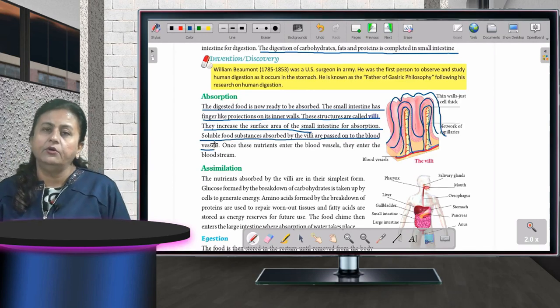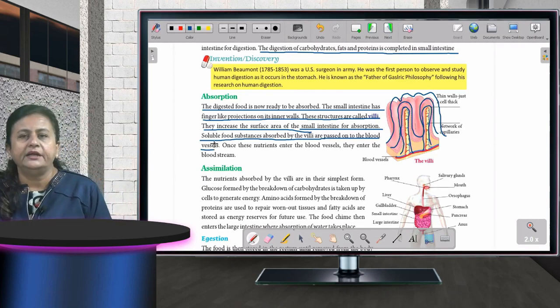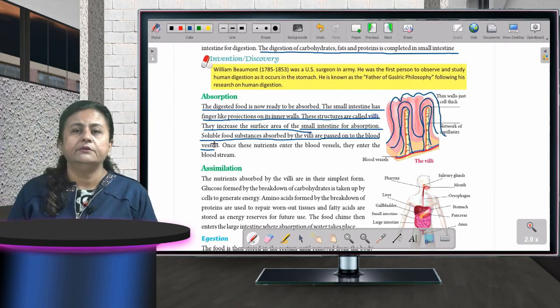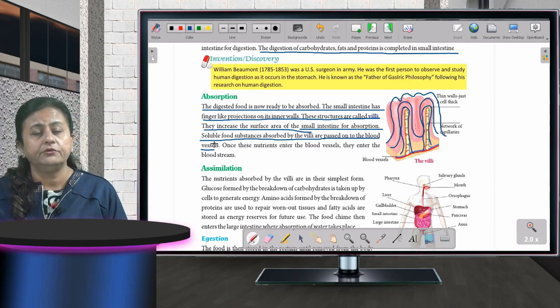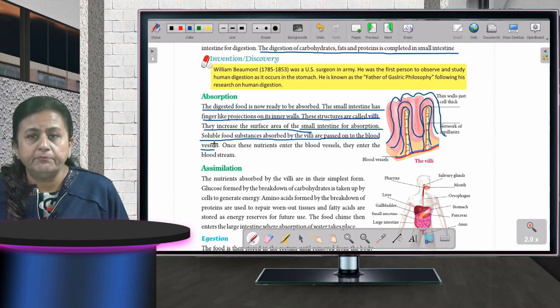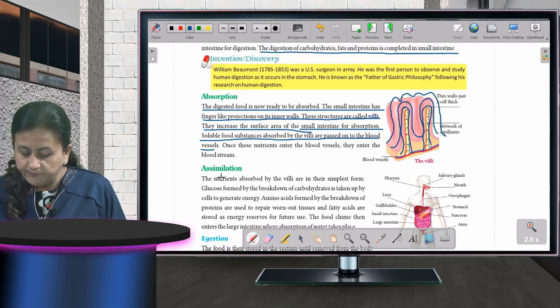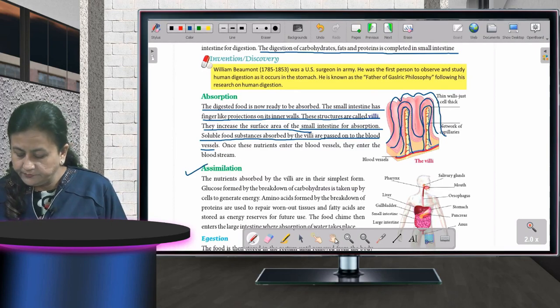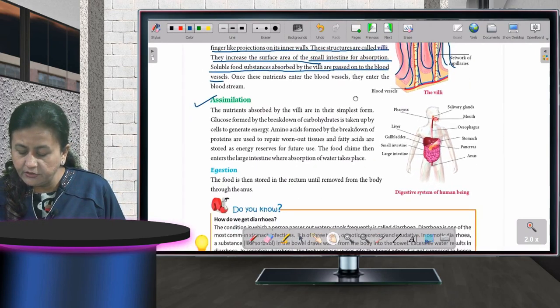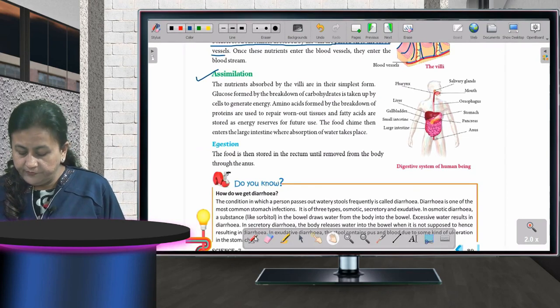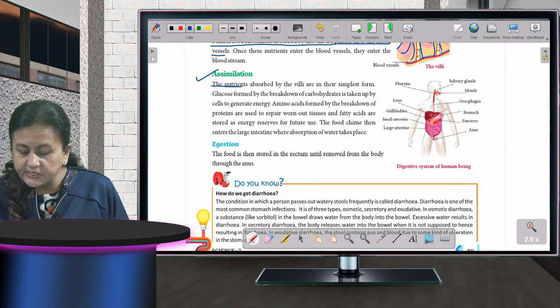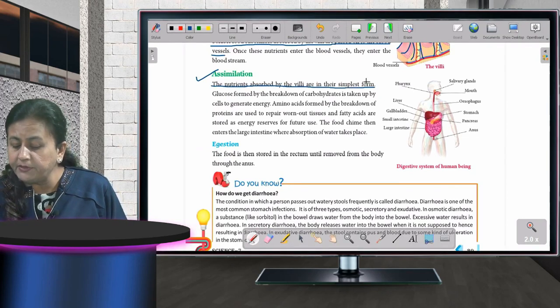Fine. Now what is happening here? The blood is absorbing and passing it to blood vessels now. Okay, and what is the work of the blood vessels? To carry that simple food to different parts of the body. Okay, and this is now the fourth step in digestion, which is assimilation. Okay, now you all can see here also on your screen. Now the nutrients absorbed by the villi are in the simplest form.